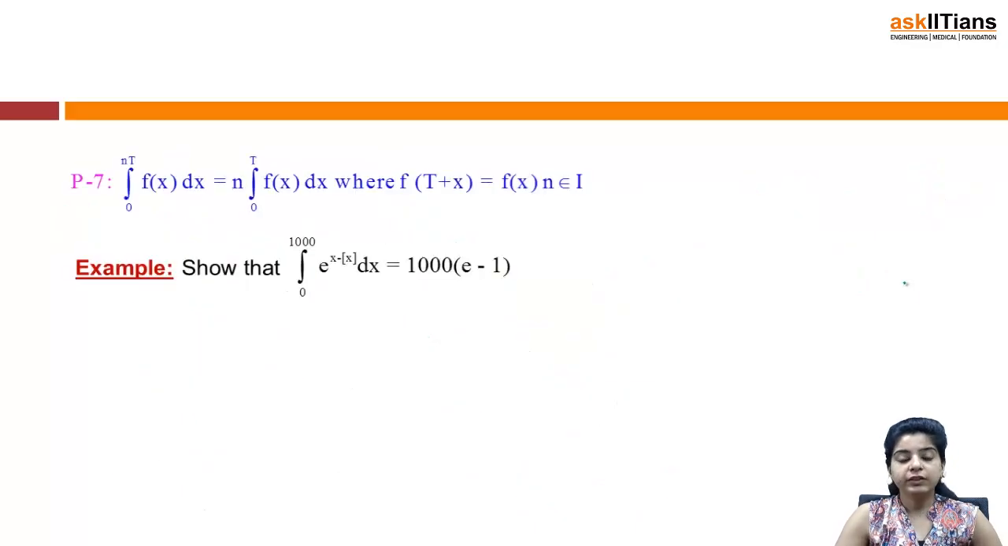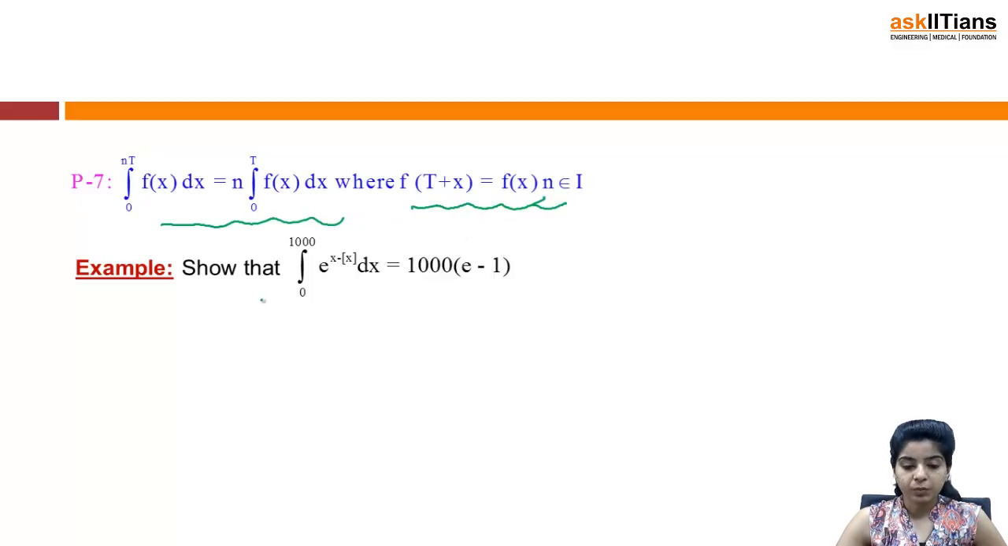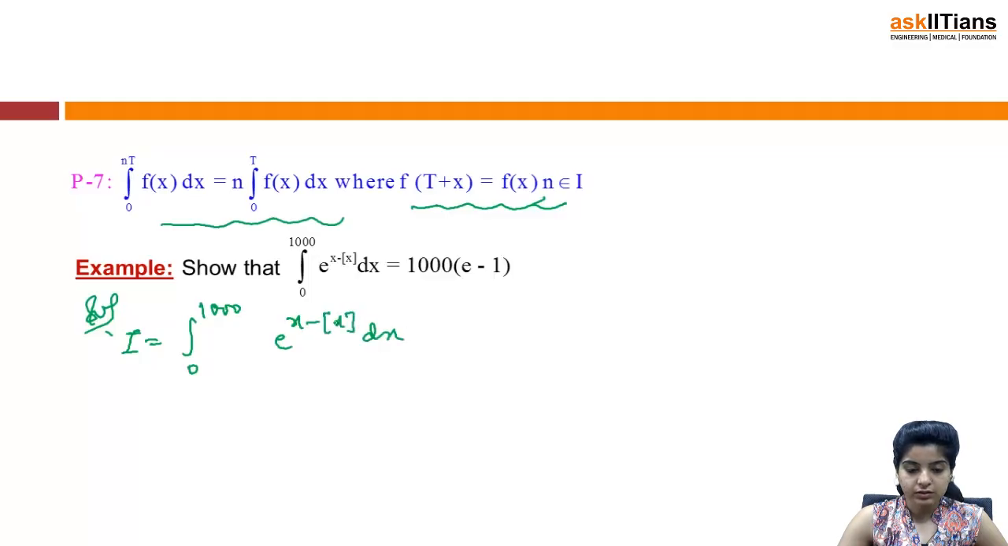Now we have the next property that says the integral from 0 to nt of f(x) dx is n times the integral from 0 to t of f(x) dx, where f of t plus x is f(x) and n belongs to I. Now just see, you will understand it with the help of an example. Show that the integral from 0 to 1000 of e raised to x minus greatest integer x dx is 1000 times e minus 1. So my I is the integral from 0 to 1000 of e raised to x minus greatest integer x dx.